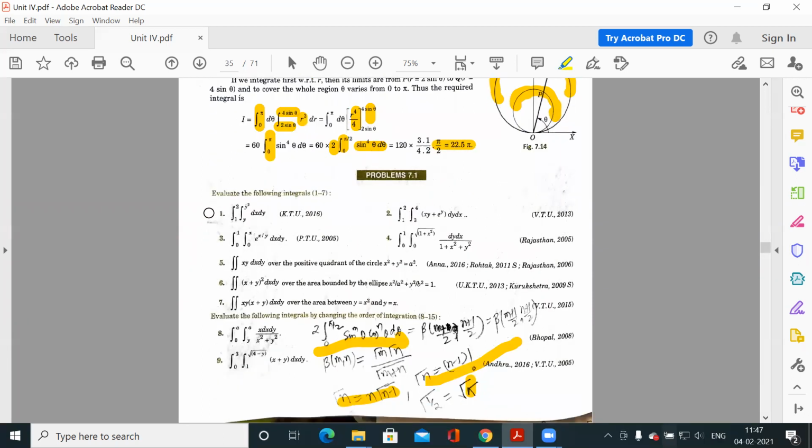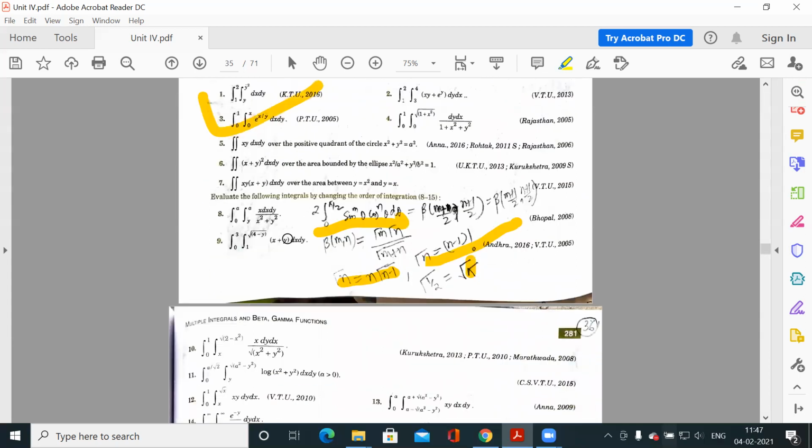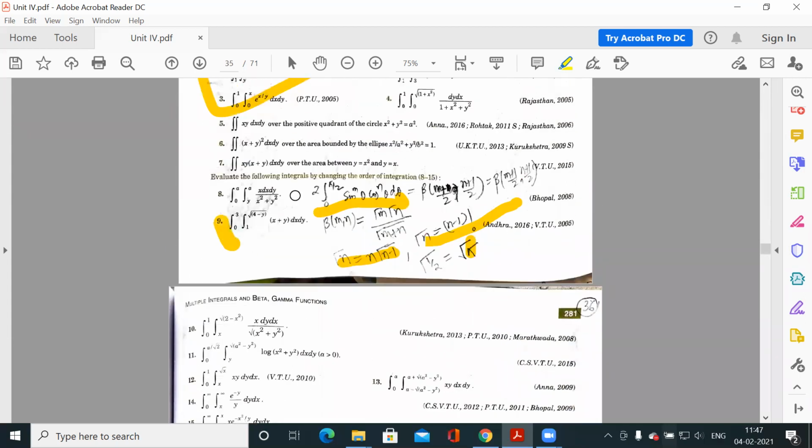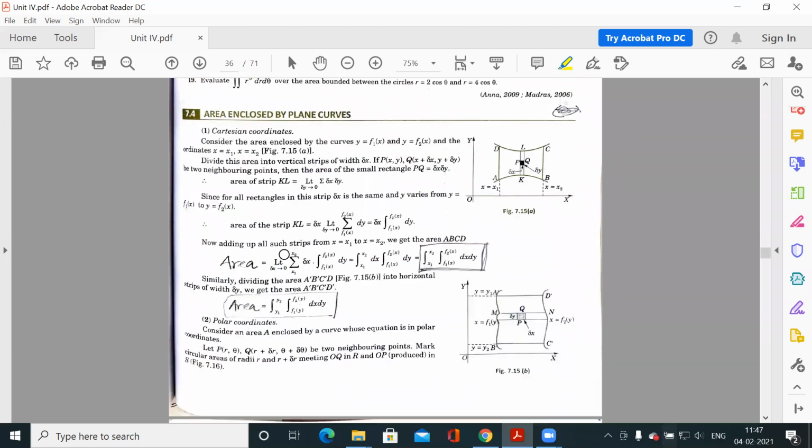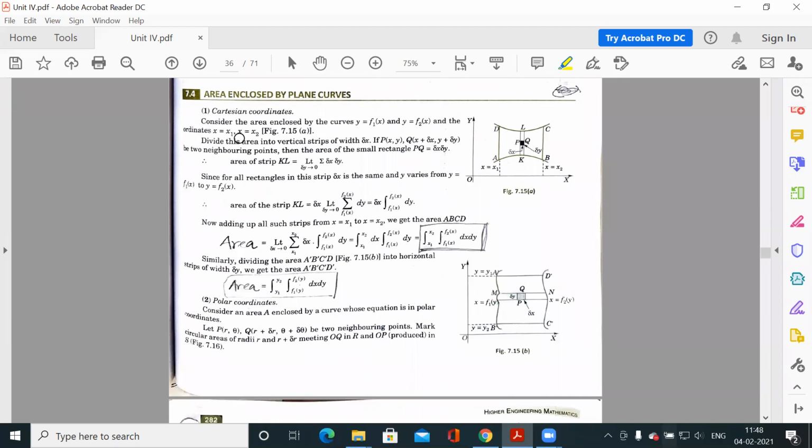Now you have some problems of double integrations, change of order of integrations, and the polar forms, double integration in polar form. Clear? Now the next topic is area enclosed by plane curves.